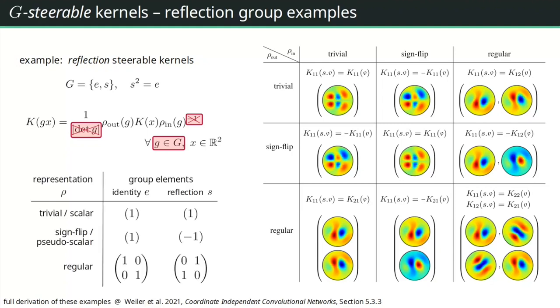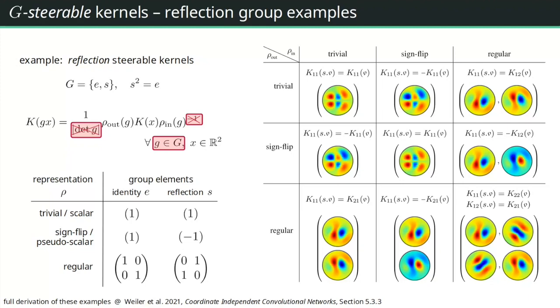And in this example, we are looking at three different types of feature fields according to three different representations. We could look at the trivial representation of the reflection group, which here in this left column, you have two group elements and then the matrix values for these two group elements. For the identity, you always get identity matrices out. And if you have reflections, then the trivial representation also just gives you an identity matrix. So it acts by doing nothing.